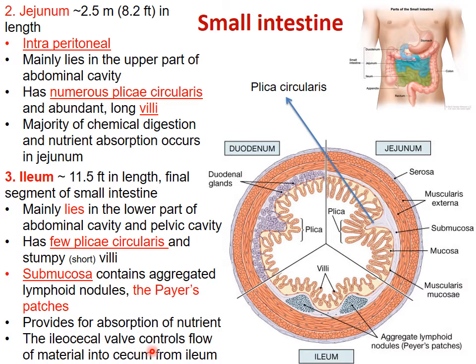Okay, the ileocecal valve controls the flow of material into the cecum from the ileum. So after this, the ileum connects with the cecum of the large intestine. The cecum is the first part of the large intestine. So the ileocecal junction means where they are joining together. That's called the junction, and it acts like a valve.